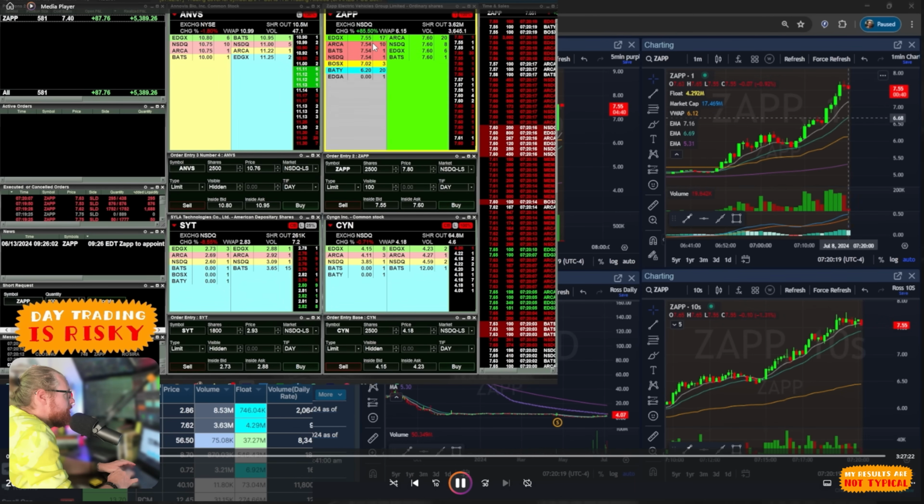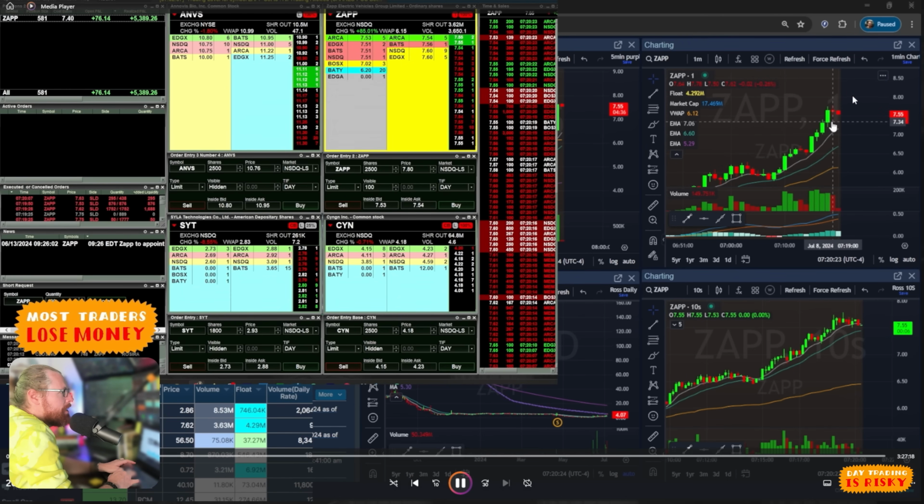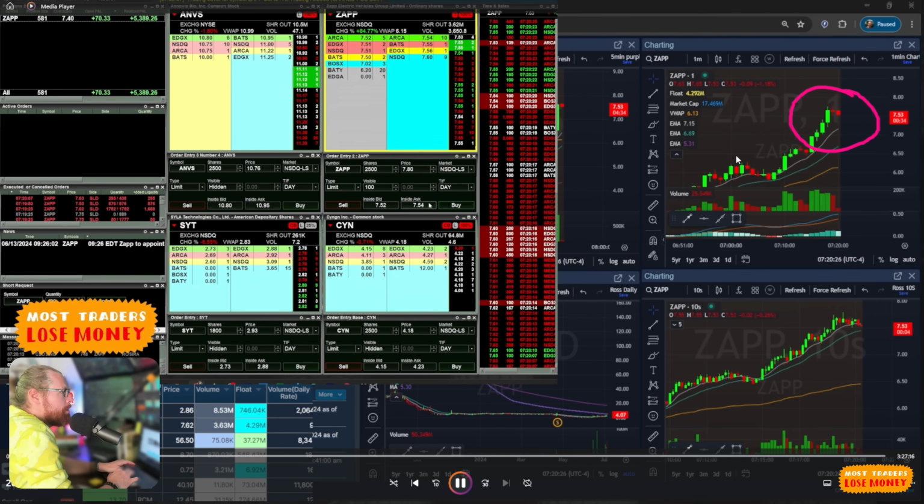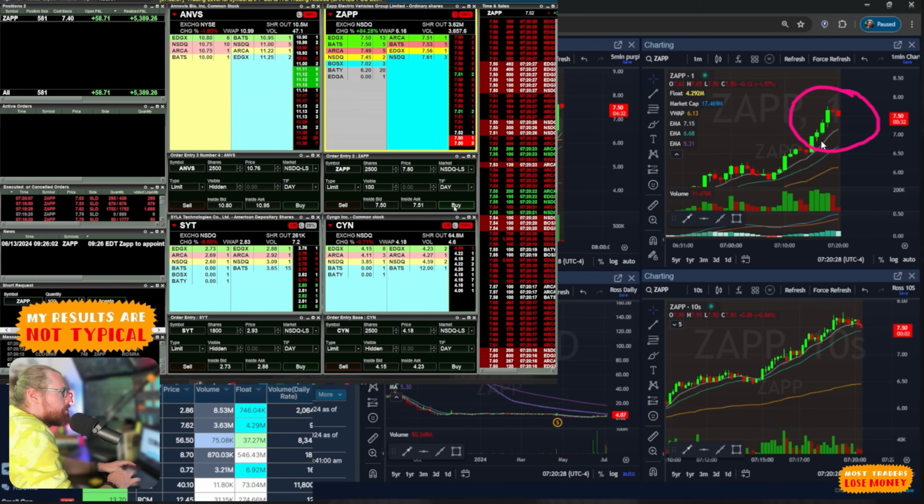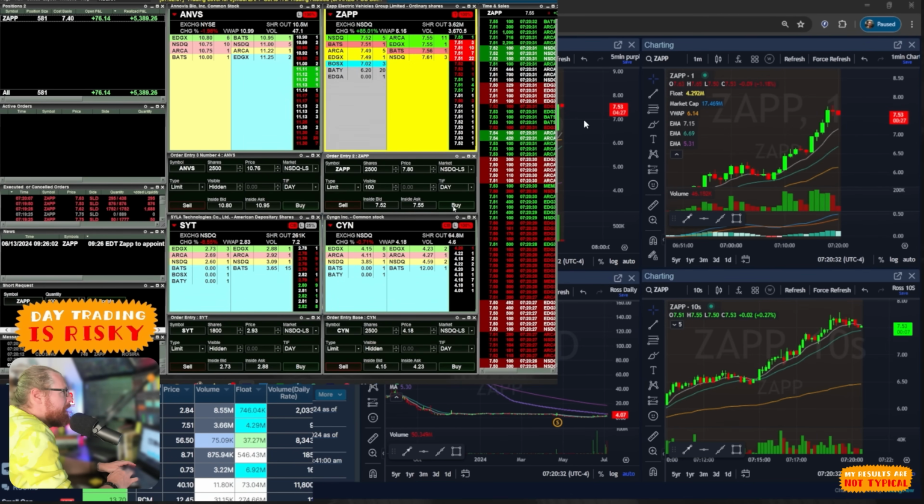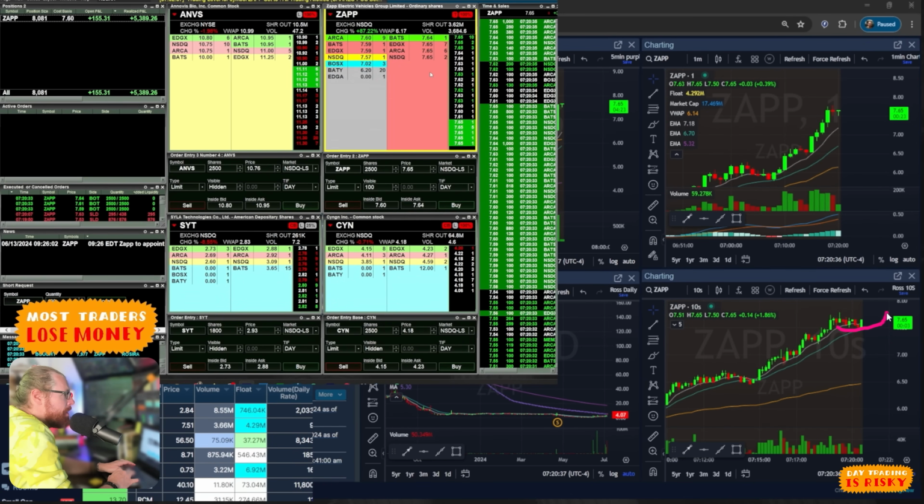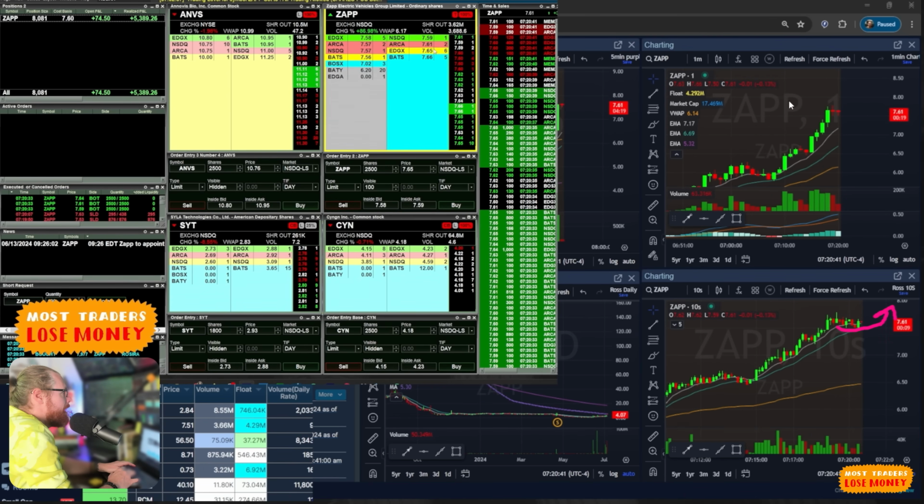It dips down to $7.55. What I'm watching right here is the formation of a current 1-minute micro pullback. So we had the squeeze up on 2, 3, 4 green candles. Now we're pulling back a little bit, and I'm watching for a dip trade. Right there, I added to my position, and I'm looking for the break through $7.75.